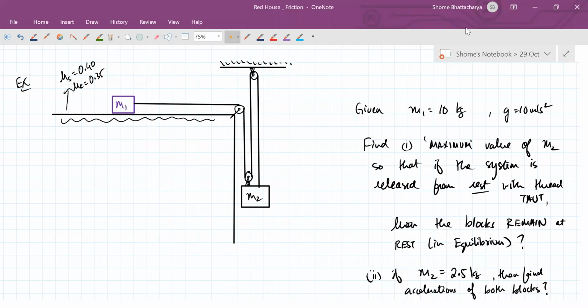Kevin, you're giving the answer for the first part. It will be a little bit more than that. The answer you gave, that the system will be at rest, but you can increase the mass a little bit more also, because M1 is 10 kg, na? And coefficient of static friction is 0.4. So what is the maximum friction you have available? It is mu s into weight of M1. So you can see it will be a little bit more than the answer you gave.